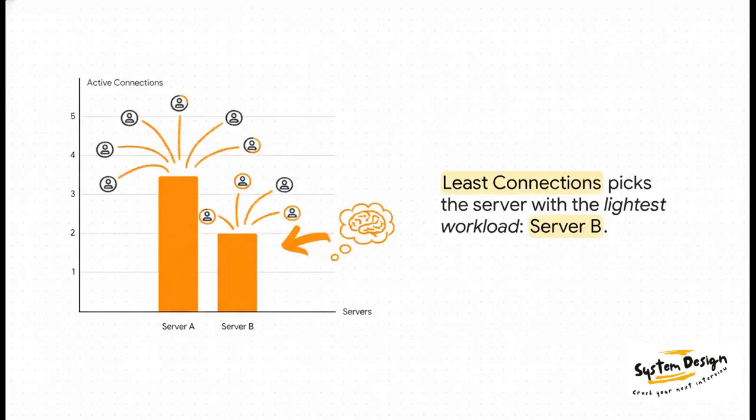What if some servers are just busier than others? Take a look at this chart. Server A is juggling 5 active connections, while server B is just chilling with only 2. A simple round robin might just ignore that. But this is where a smarter algorithm called least connections shines. It actually looks at the current workload and sends the new request to the server that's the least busy. In this case, server B for sure.